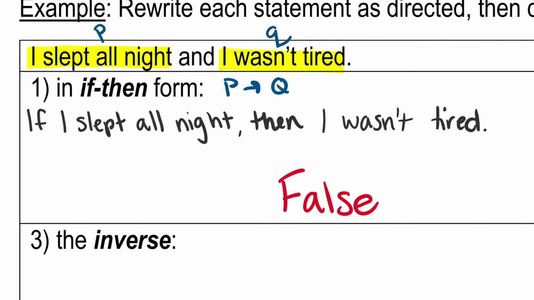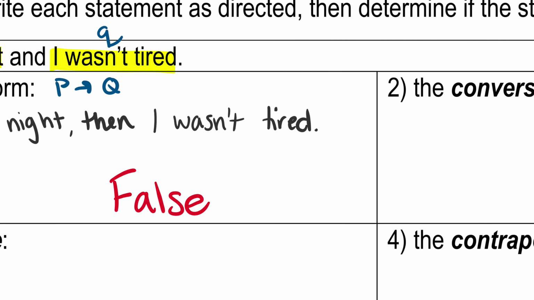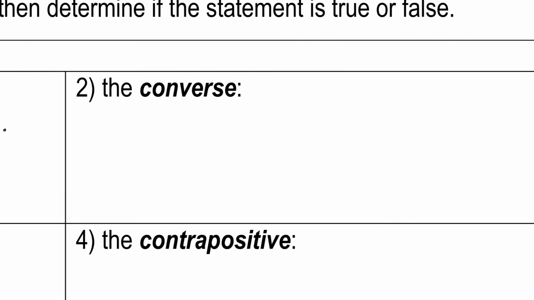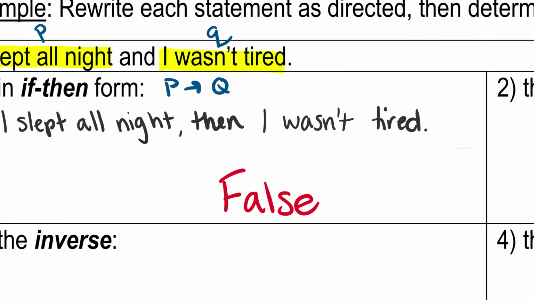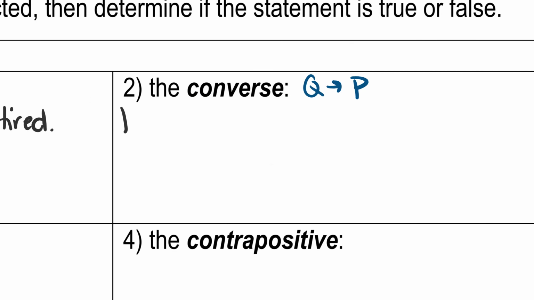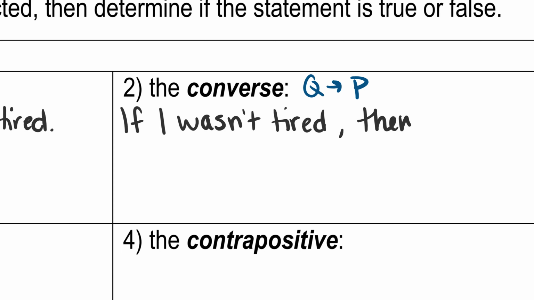Okay? That's if then. Okay, let's go over to converse. Converse, remember I switched P and Q, so I'm going to do Q first, then P. So the way I would write that is my Q is I wasn't tired, so if I wasn't tired, then I slept all night.